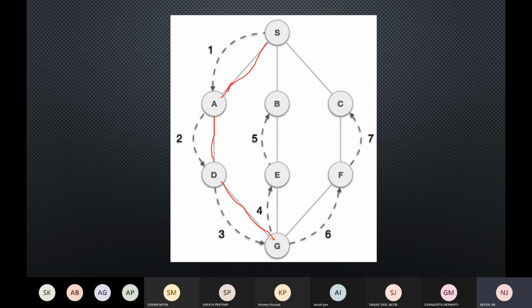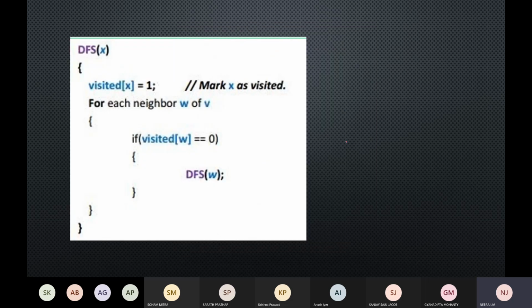Now what you do is backtrack, go back again and visit the next. Backtracking will give you: backtrack from G to E to B, and so on. Again backtrack, G to F, F to C, and back to S. That's what you mean by backtracking. This is your basic DFS, and this is the algorithm. If you don't understand any part of the algorithm, you can check it once and let me know.